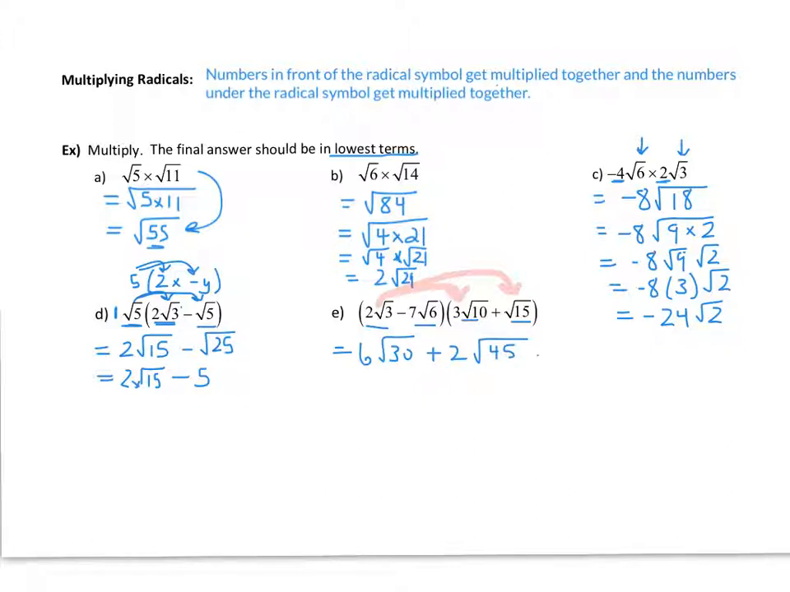And then minus 7 times 3 is minus 21. 6 times 10 should be 60. Minus 7. And then 6 times 15. Ooh, that's 90.